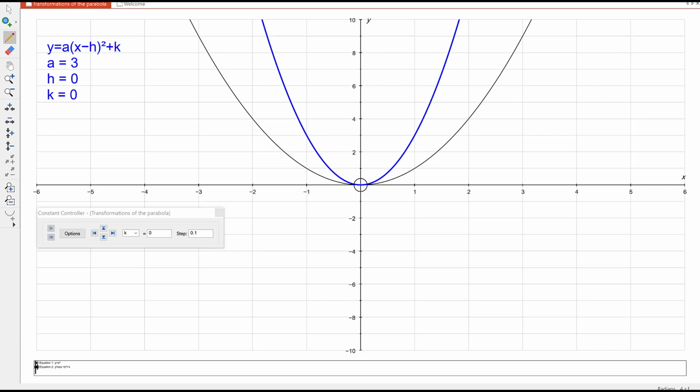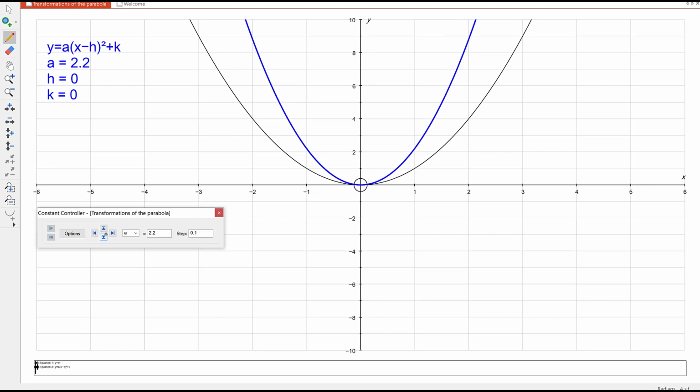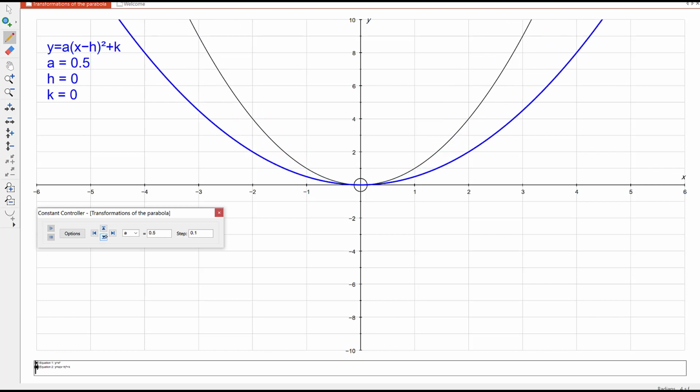It's a dilation by a factor of 3 away from the x-axis. So in this direction is the stretch, okay? So dilation by a factor of 3 from the x-axis. So that's because a is 3. If we made a 2, it's a dilation by a factor of 2 from the x-axis. If we made a decimal, let's say 0.5, it's a dilation by a factor of 0.5 from the x-axis. So all the y values have been halved, which makes the graph closer to the x-axis.